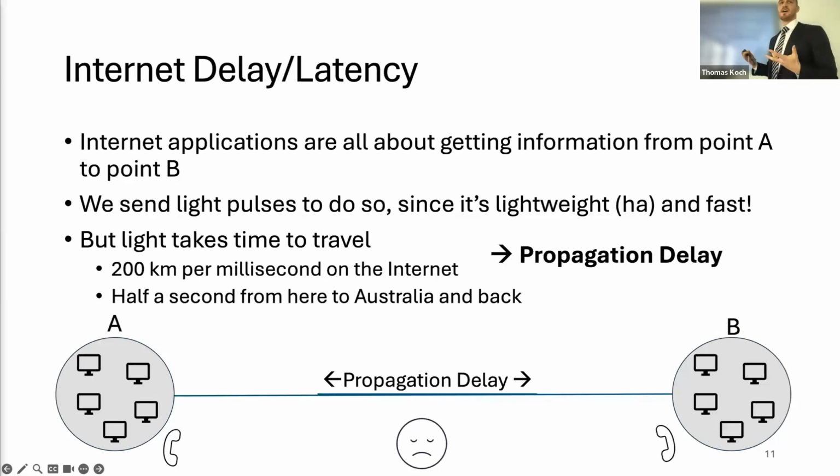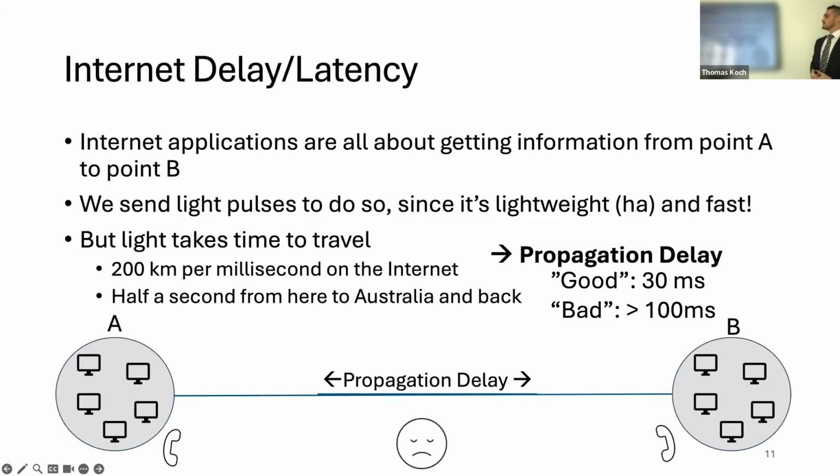You can abstract that negative experience to other applications, like when you're browsing the web, or playing a game, or newer ones like VR. High propagation delay hurts experience. It's hard to put exact numbers on what's high and low, or good and bad. But generally, good propagation delay would be about 30 milliseconds. We measure delays in milliseconds, or thousandths of a second, on the internet. And bad would be roughly more than 100 milliseconds, but that can vary depending on the application.